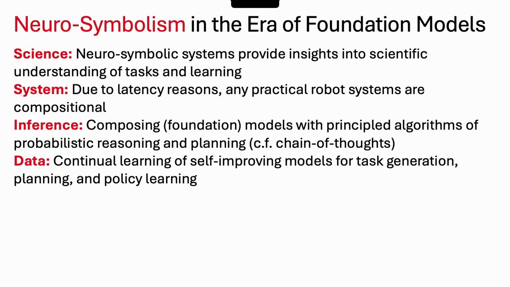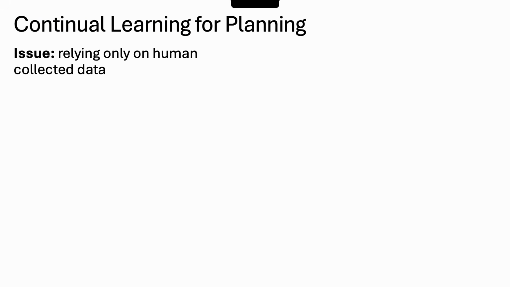And finally, about data. Raw data, as we all know, is very challenging to collect. Another perspective is that we really hope we can have continual learning capability, with self-improving models for task generation, planning, and policy learning. What I mean by that is, currently most of the demos that I show, no matter how generalizable they are, still have a human providing some data to the system, and then they learn from it very efficiently. Now it can solve more problems.